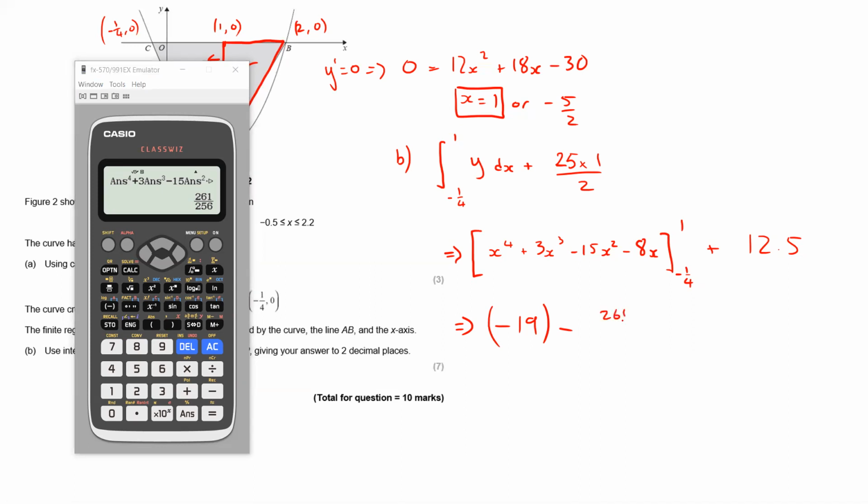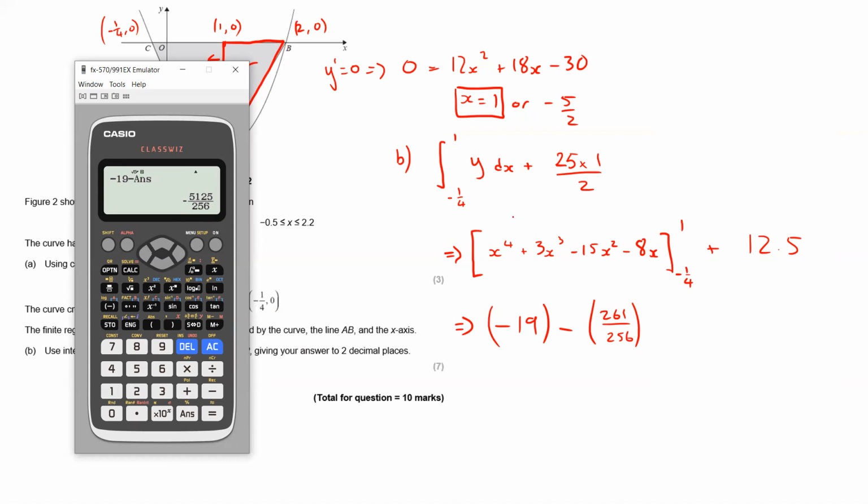So 261 over 256. Now I just want to check when I put 1 in here, actually make sure I got that right. So I'm going to put 1 equals, press up and press equals, minus 19. So there's that. Just going to go back to this again. Let's actually put quarter back into that. There we go. So now what I want to do is subtract these. So I've got minus 19. Take away that ans, which gives me this weird number.